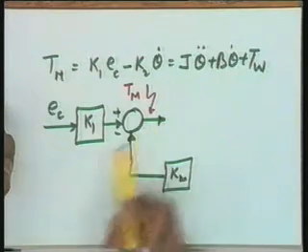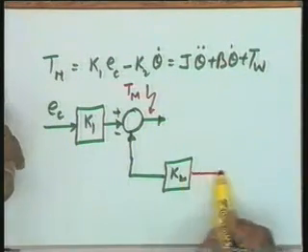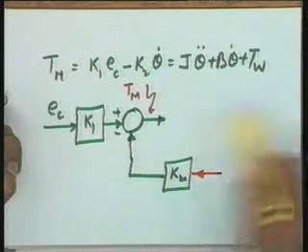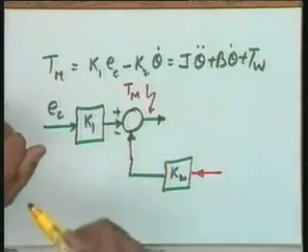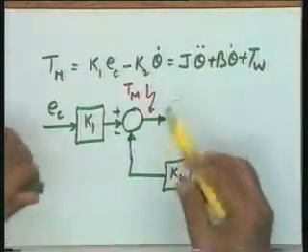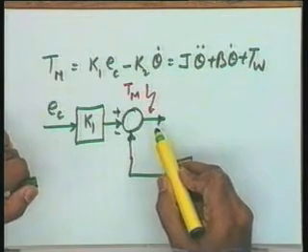So Tm you can see is given by K1 into EC minus K2 into theta dot. So it means this should come from the omega, from speed, and that is how this particular block diagram I will complete. Help me please, what should I do next? If you are getting me, please help me. What should I do next? How do I complete this block diagram? Tm is available. Tm is the torque produced by the motor.